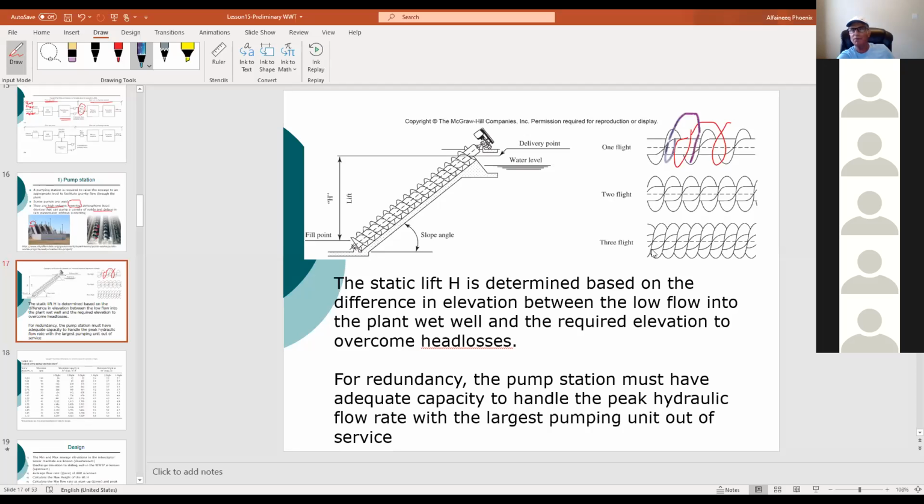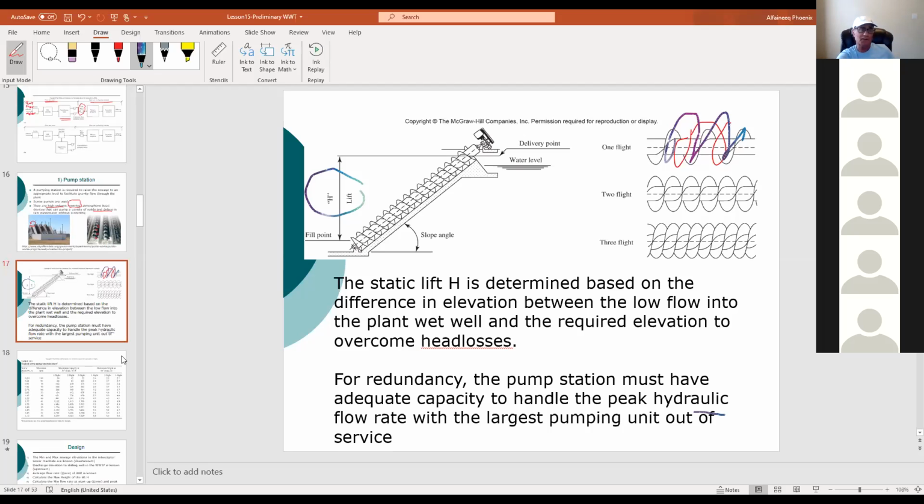So, as you see, the lift here, which is H, the static head, is the difference between the minimum point in the interceptor and your delivery point here in the splitter. You need always one standby. When one of them is out of order, you need another one always.